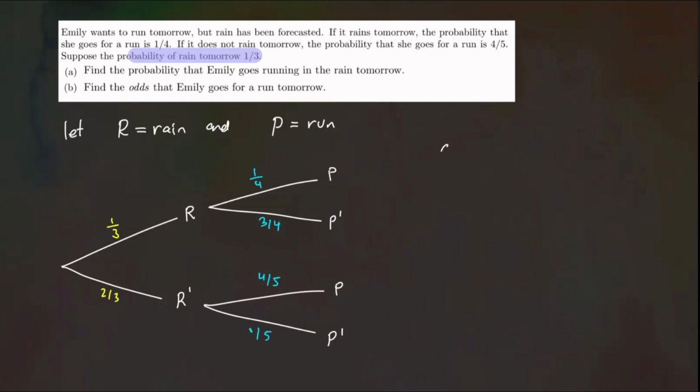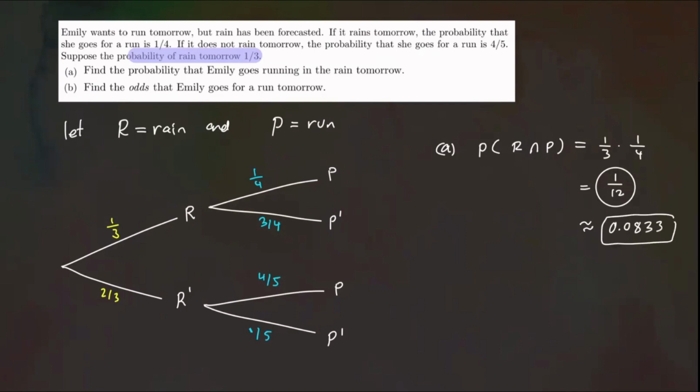Now for part A, we want to find the probability that Emily goes to run in the rain tomorrow. So she will run in the rain, so we're looking at this path. We'll multiply these probabilities. So this will simply be the probability of R and P. This will be 1/3 times 1/4, which will be 1/12. You can leave it as a fraction, or if you want to put down the decimal, this will be about 0.0833. All right, so that is for part A.